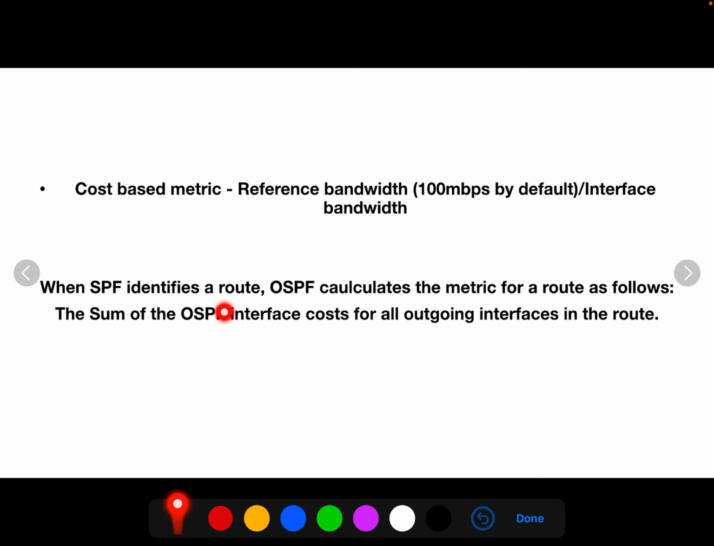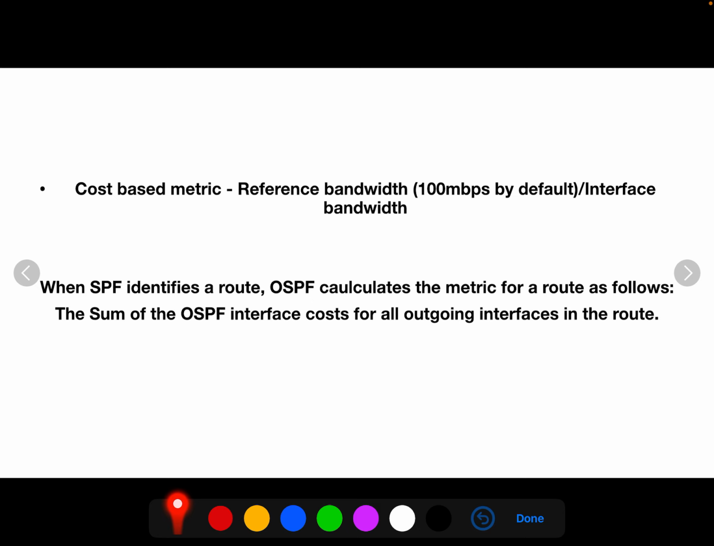Now, when shortest path first identifies a route, OSPF calculates the metric for a route as follows. So the sum of the OSPF interface costs for all the outgoing interfaces in the route. All outgoing interfaces in the route, we add the costs for each of those hops there. Those costs are added, and then that gives us the total cost for that route.